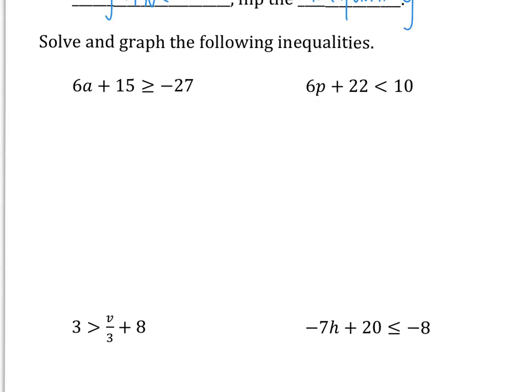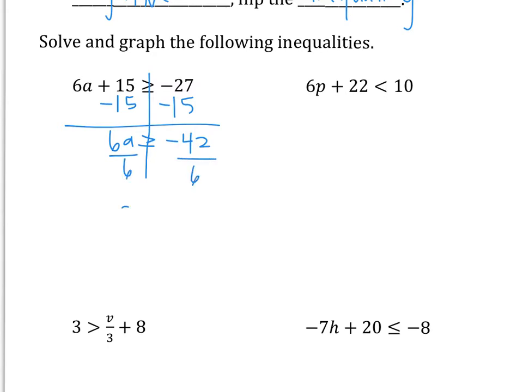Solve and graph the following inequalities. 6a plus 15 is greater than or equal to negative 27. So I'm going to solve this inequality for a by first subtracting 15. So 6a is greater than or equal to negative 42. I'll divide by 6 to isolate a and get a is greater than or equal to negative 7. Now we didn't have to flip the inequality because we did not multiply or divide by a negative.